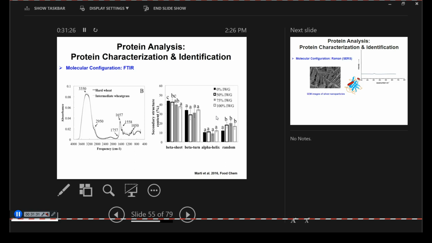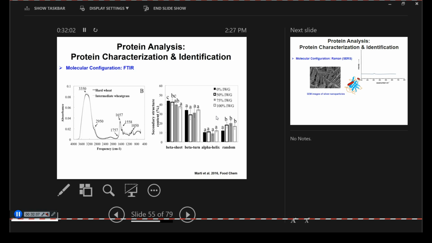So in this example, we looked at differences in secondary structure of the protein in a dough made up from 100% wheat versus addition of a different grain, which is intermediate wheatgrass, that is related to wheat but doesn't have the same function. So here 0% intermediate wheatgrass, that means 100% wheat, and this is 50% inclusion, 75, and then 100% intermediate wheatgrass. And the difference, we looked at beta sheet.